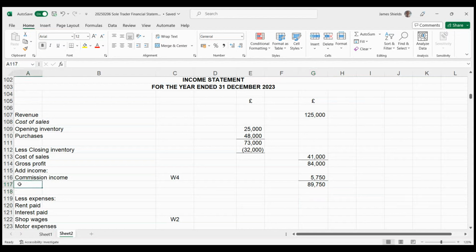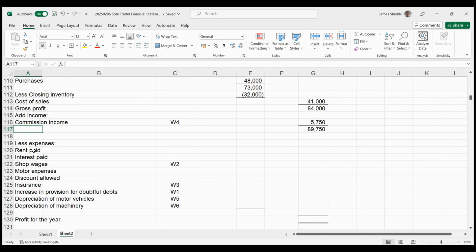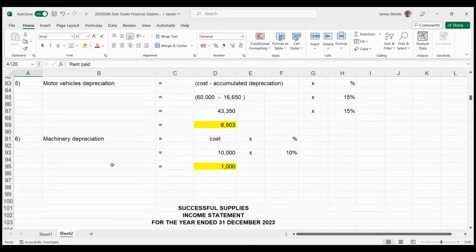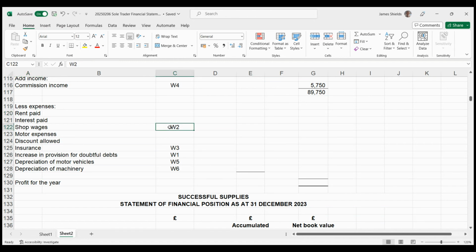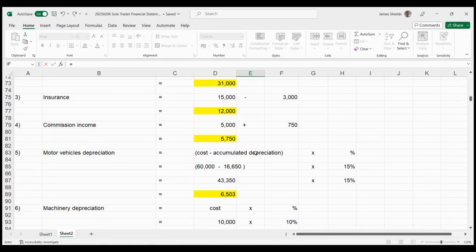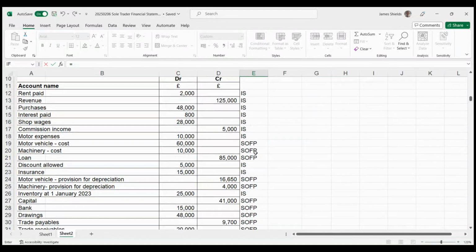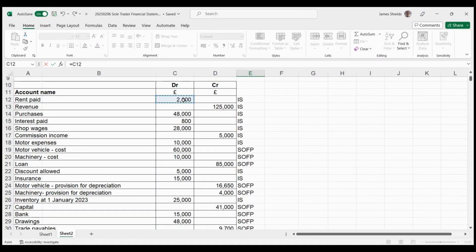Now remember, that total here does not have any name. Now I go to my expenses. I've got rent paid, so there's nothing in the notes of the accounts about that, so don't worry about that. The ones in the notes of the accounts which need calculations, I've got these W's here, W2, W3, W1, W5 and W6. So all the other expenses will come straight from your trial balance, and they go in what would be the middle column. So your rent paid is the figure in your trial balance for rent paid. That's the first one on the list, so it's £2,000.